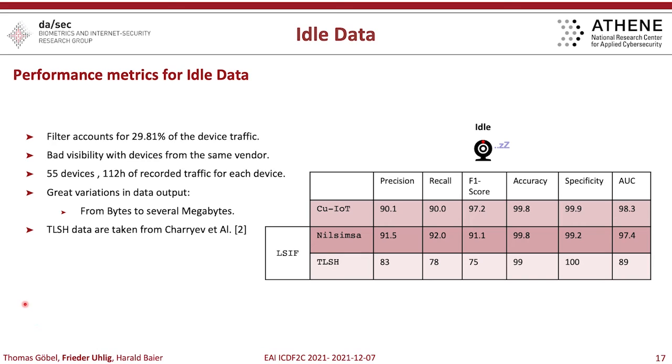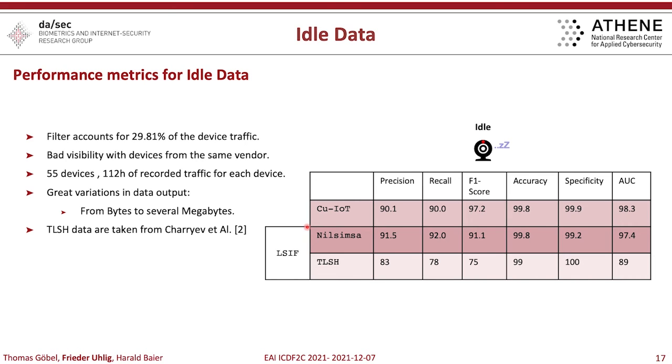The performance metrics for idle data show that Nilsimsa, Elsif Nilsimsa, versus CU-IoT is very close, but Nilsimsa performs in some incidences better. This is very interesting because idle data is rather homogeneous. So we have 112 hours of recorded traffic for each device. As you may recall, for active data, we had over 20 days. So it's a bit smaller.